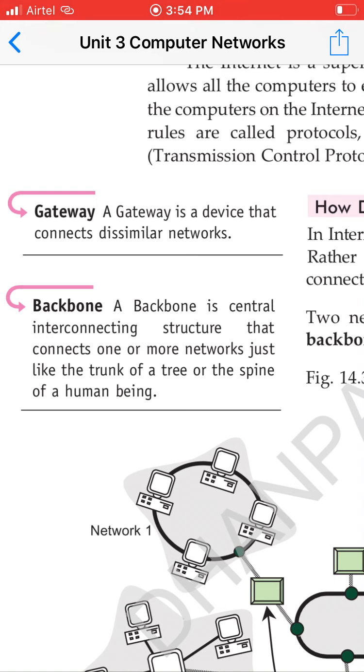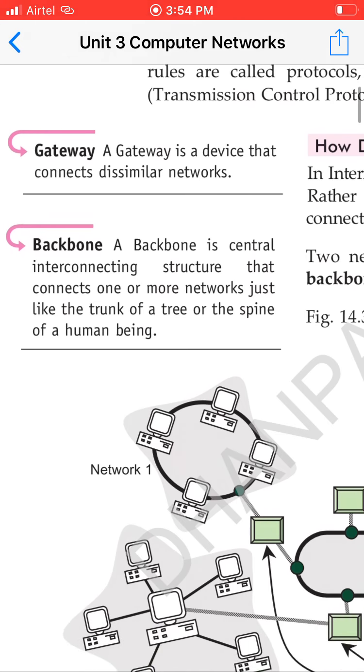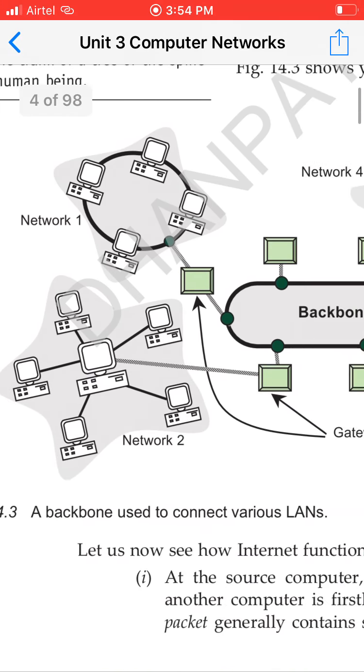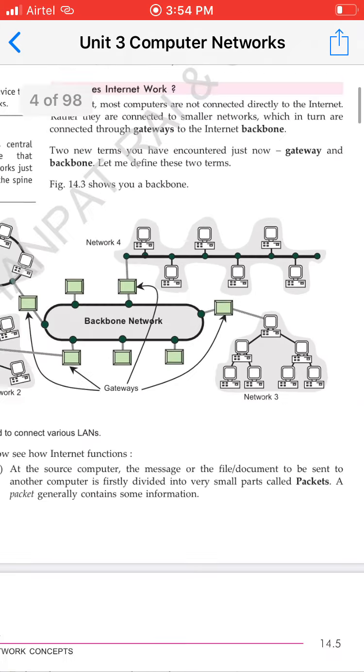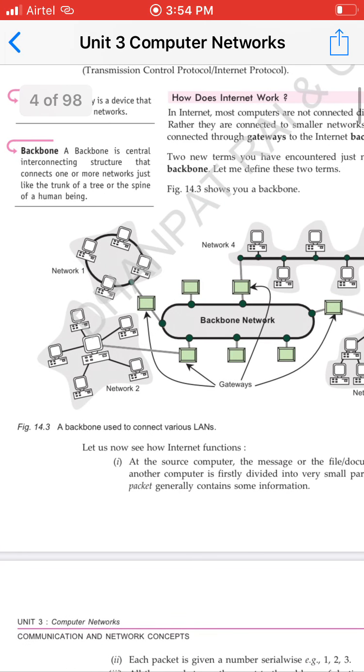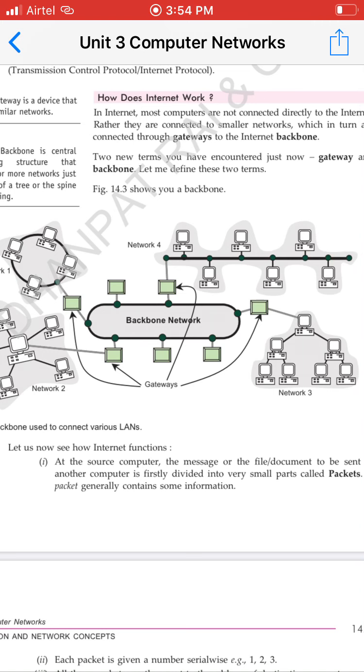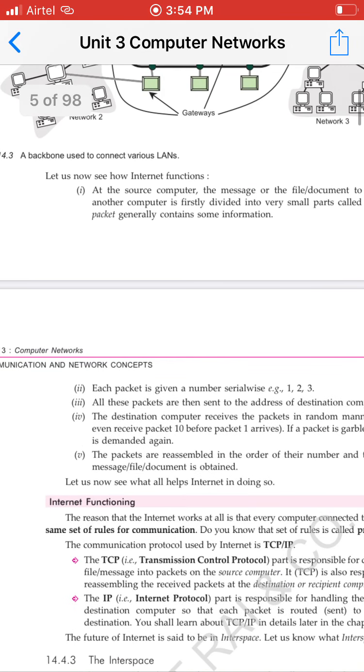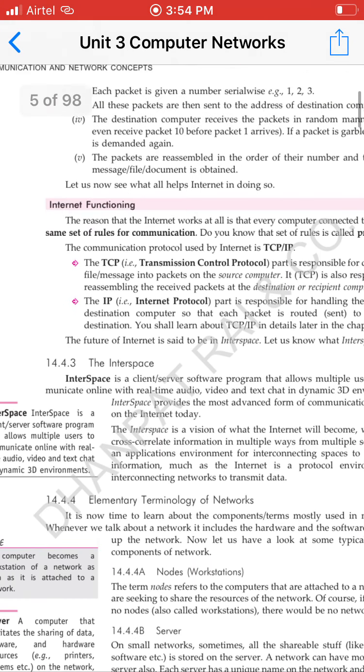Backbone is the interconnecting structure which is going to connect different types of networks, like the trunk of a tree. Okay. So this is a small diagram given, not necessary to be taken into your notebooks, but you can see how backbone and gateway are working. Next is how the internet is functioning.